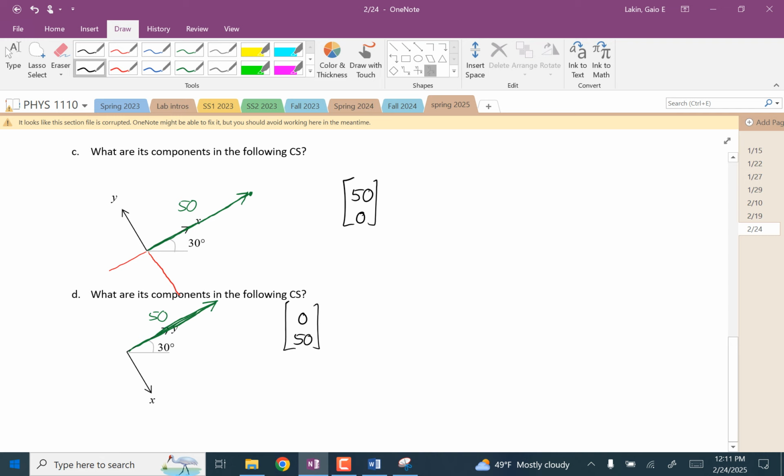It made more sense to me explaining it now. Okay, good. And if these were along the negative axes, they would just be negative 50, 0, or 0, negative 50.